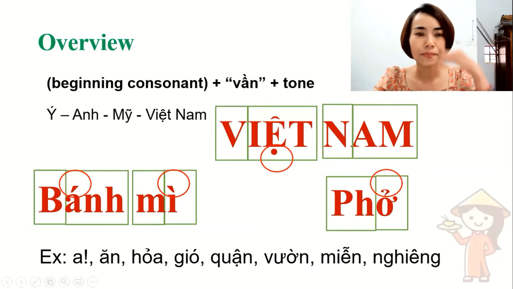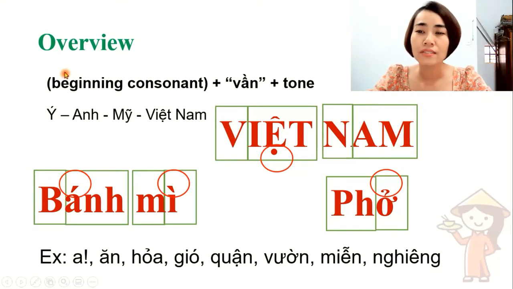Now, the construction of a chữ, a syllable, is a beginning consonant, not obligatory, with the vowel and tone, and this is how it is written. I gave you some examples here. For example, the words that you know already, Vietnam.